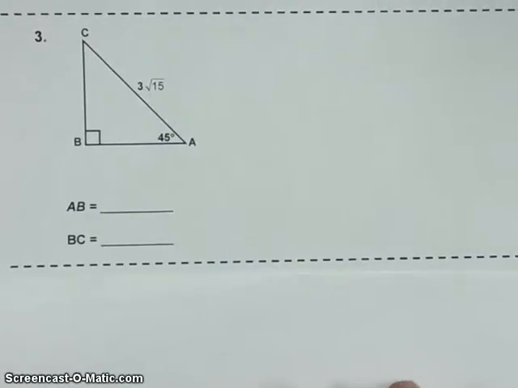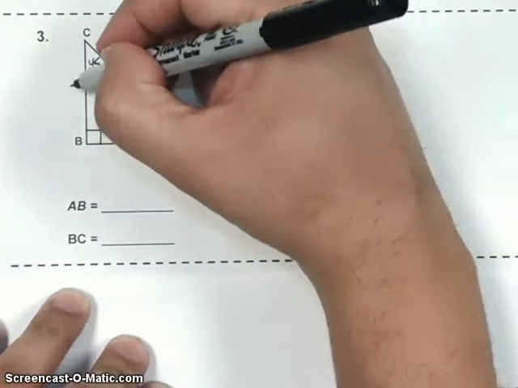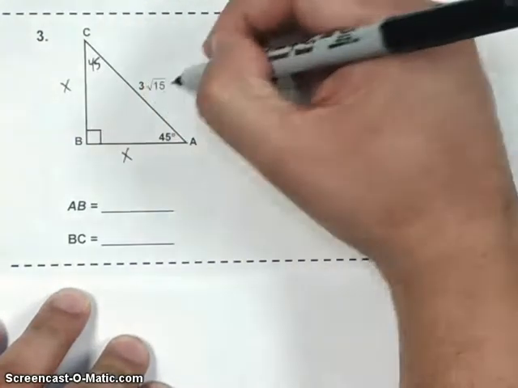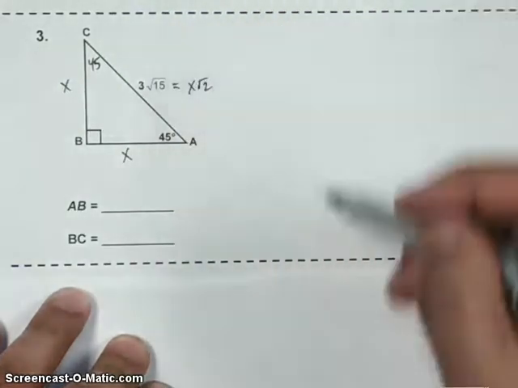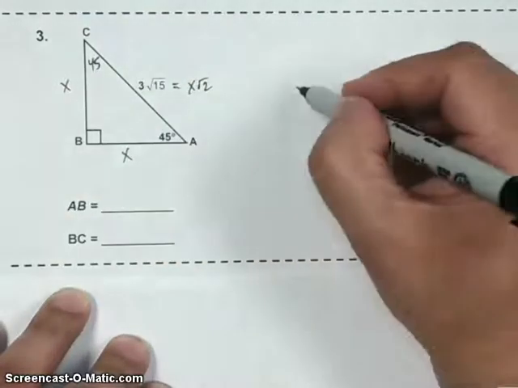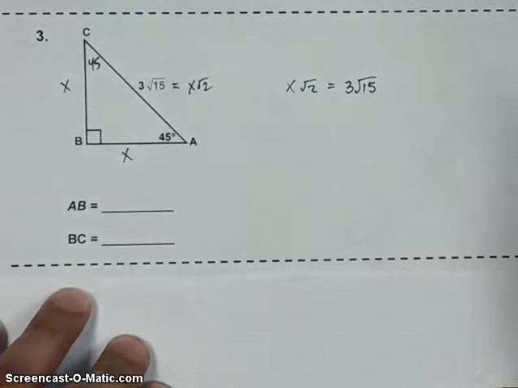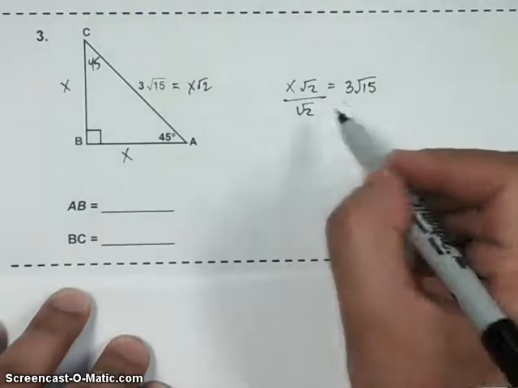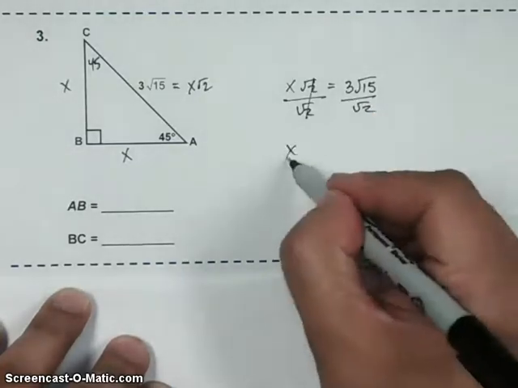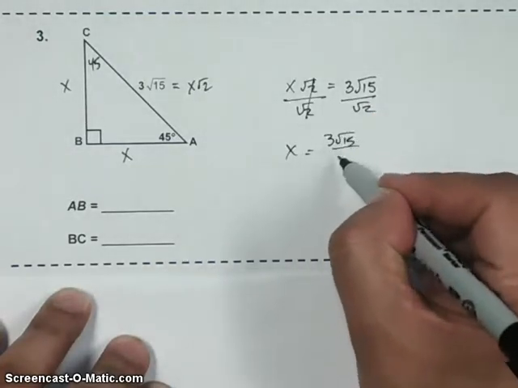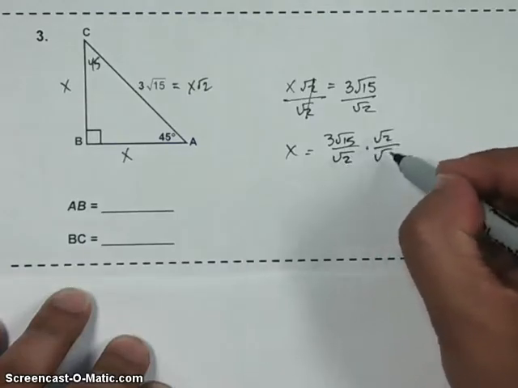All right, next example. Same thing, I have a 45, 45, 90. So go ahead and go across the 45. So this is x, x. And this side is across the 90, so it's going to be equal to x square root of 2. So I need to figure out what my x's are. So x square root of 2 is equal to 3 square root of 15. And like before, you're going to divide by the square root of 2 on both sides. That becomes a 1. So x is equal to 3 square root of 15 over the square root of 2. Okay, can't have a square root in the denominator.